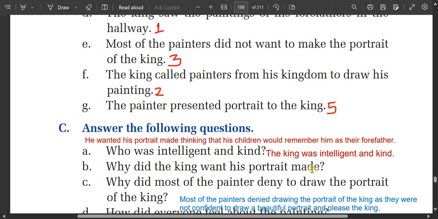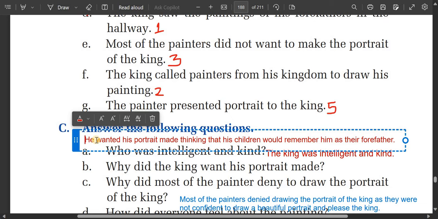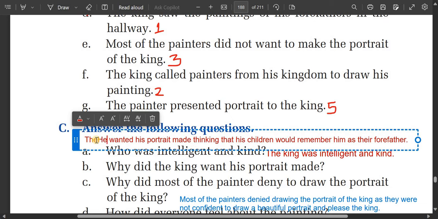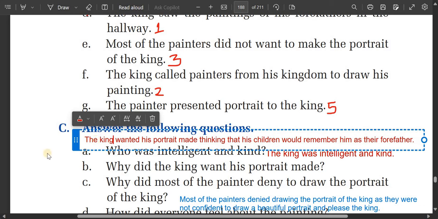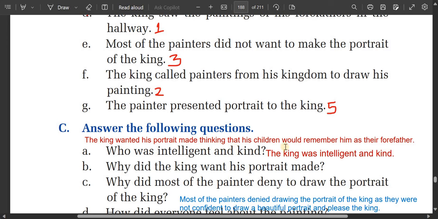Why did the king want his portrait made? Here you can write the king or he. Okay, right here, the king wanted his portrait made, thinking that his children would remember him as their forefather.